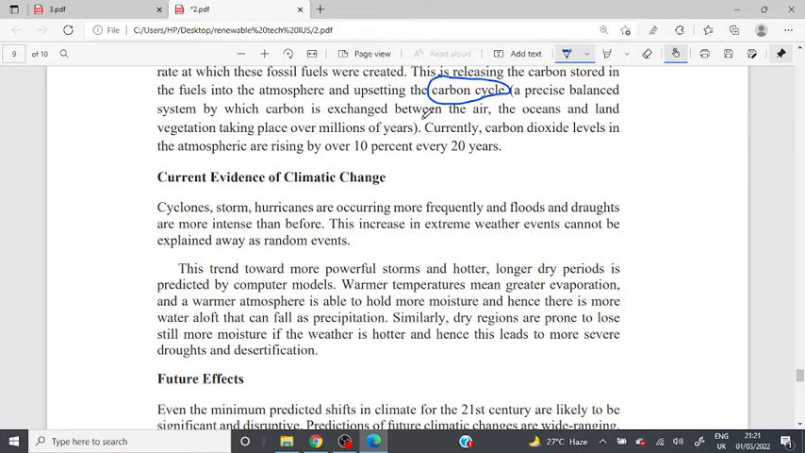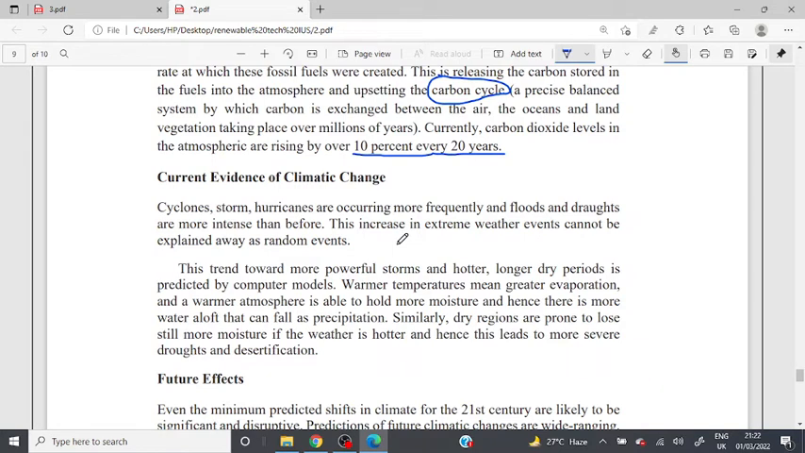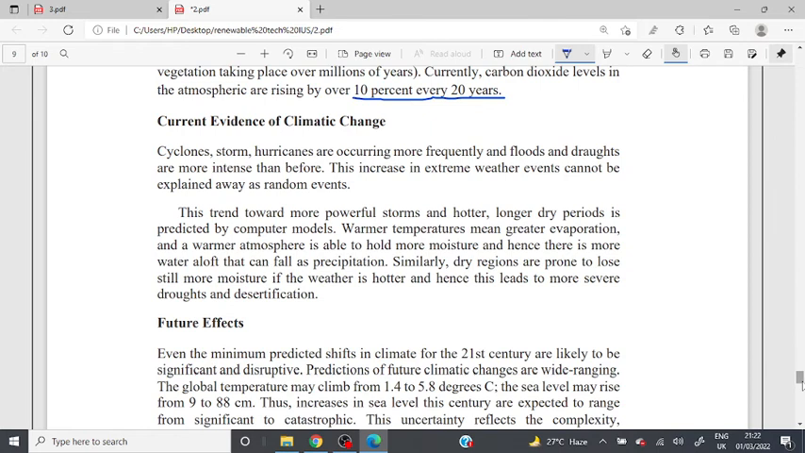Currently carbon dioxide levels in the atmosphere are rising by 10% every 20 years. So if you see 10% every 20 years, that will mean by the next 100 years, it will be 50%, almost half an increase, and that 50% increase in carbon dioxide in the Earth's atmosphere will result in increased temperature, which will make the water level go up, and vegetation, biodiversity, and all of that gets affected inadvertently.